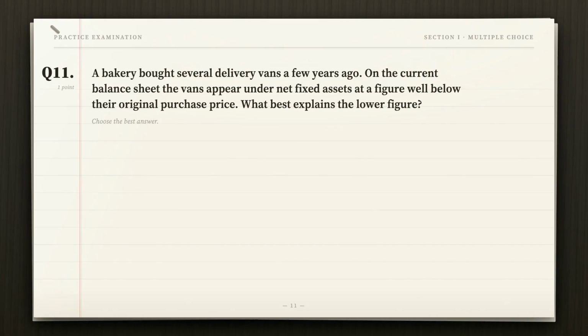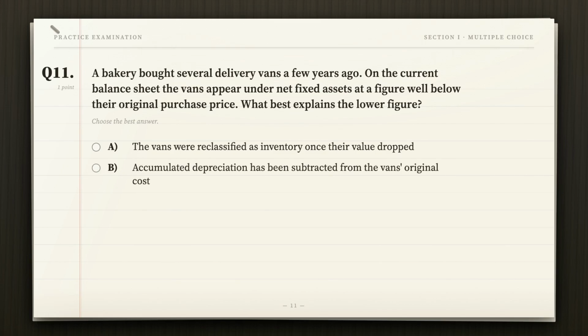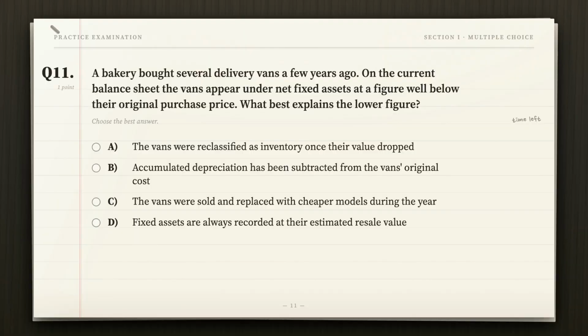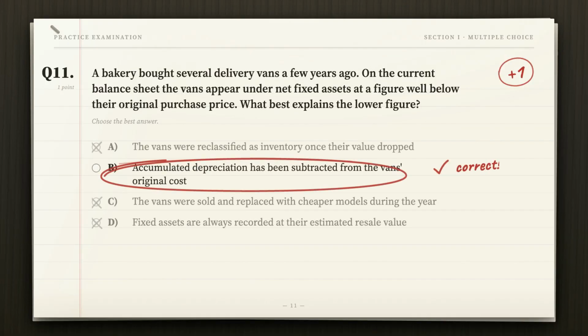Your options are A. The vans were reclassified as inventory once their value dropped. B. Accumulated depreciation has been subtracted from the van's original cost. C. The vans were sold and replaced with cheaper models during the year. D. Fixed assets are always recorded at their estimated resale value. Before I reveal it, which one do you think is right? The correct answer is B.